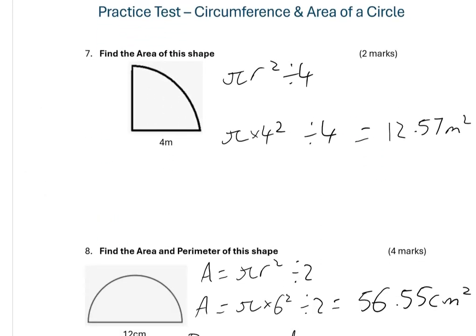Find the area of this shape. Now, the area of a circle is pi times r squared, okay? That will get the area of a circle. The thing is, though, this is only a quarter of a circle. So you just need to get a quarter of the area. So pi r squared divided by 4 gets you your answer.